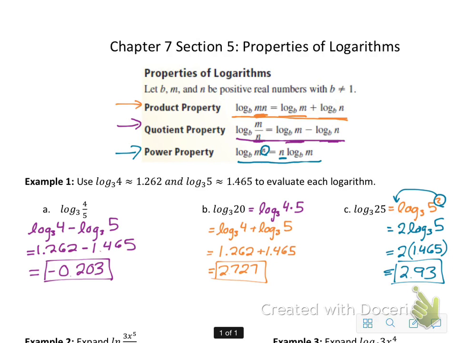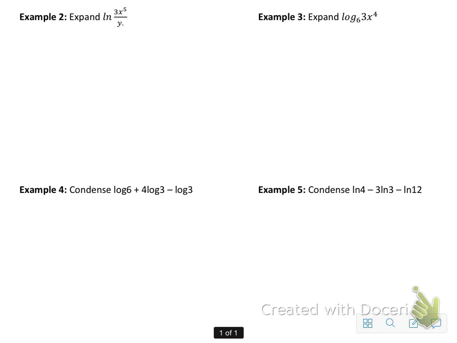So that's a quick overview of your properties. Now let's do other types of problems that you will see. Sometimes it's not just numbers, right? Sometimes they give you variables and you still have to split them up. So when you look at example 2, it says expand the natural log of 3x to the 5th over y.